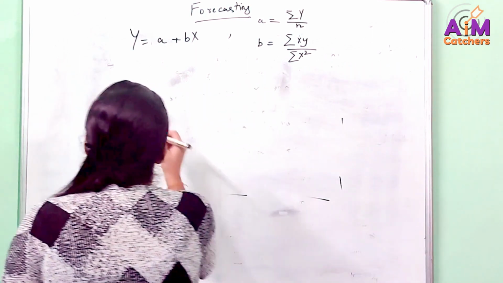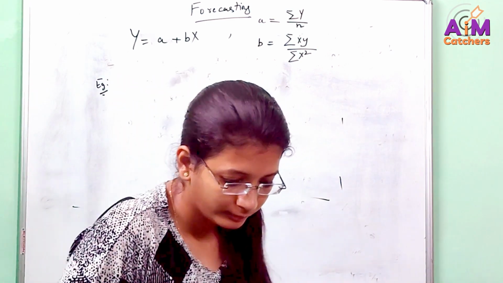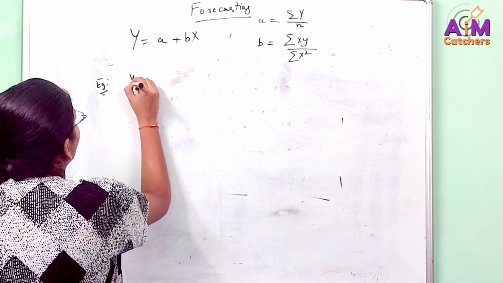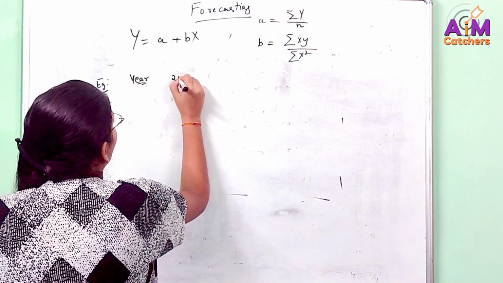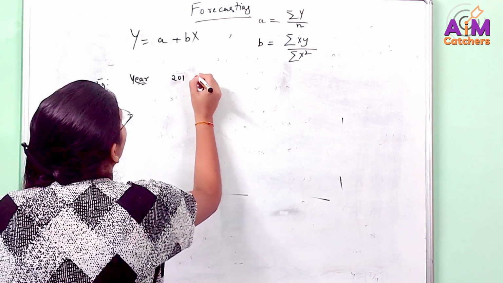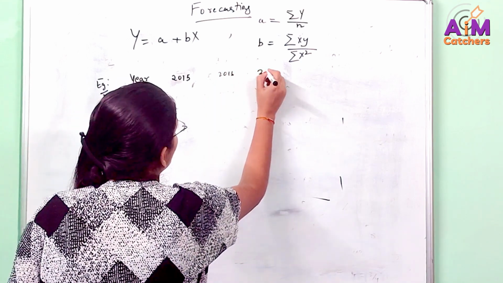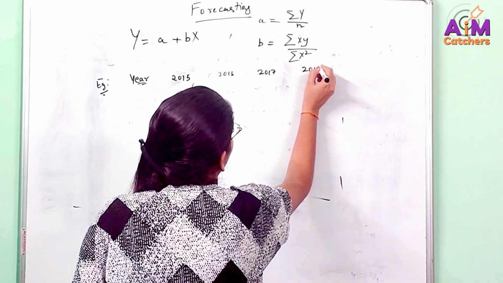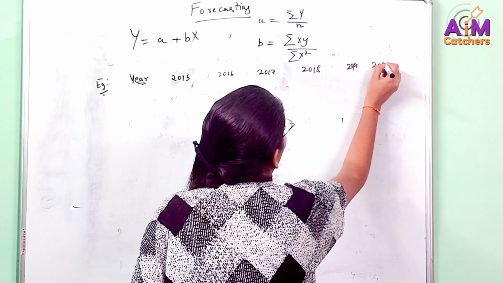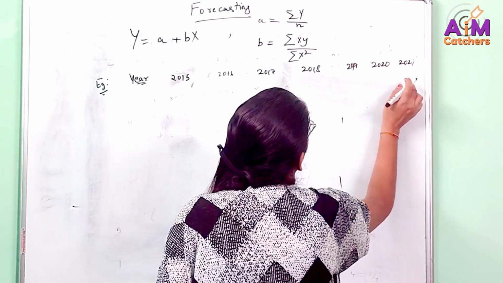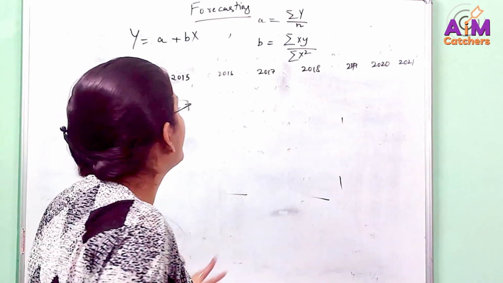Okay, so let's write down the example. Let the years be 2015, 2016, 2017, 2018, 2019, 2020, 2021. We have taken 7 years, for example.